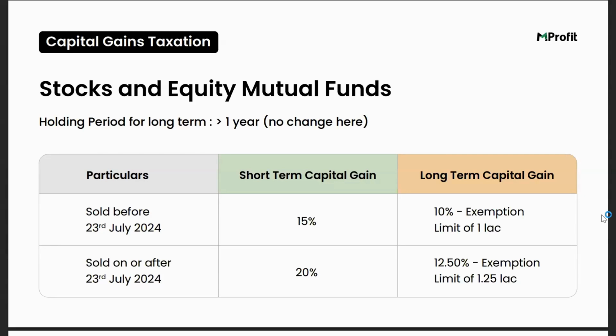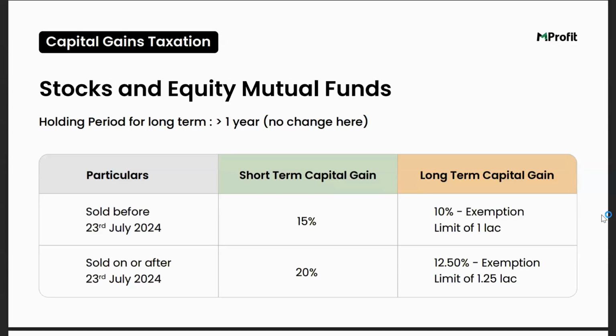If you are selling the stock or the equity mutual fund on or after 23rd of July, the short-term capital gain will be 20%. And if it is under long term, the capital gain will be 12.5% with the exemption limit of 1.25 lakhs. So, in stocks and equity mutual funds, although the holding period definition of 1 year is not changing, the tax rates have changed depending on when you're selling the scrip.